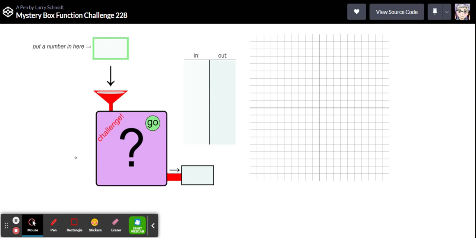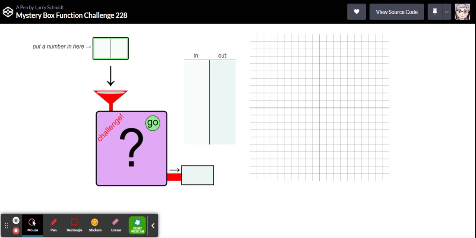In the purple mystery box there is some math and your challenge is to figure out what it is. Because it's a Friday, this math is going to be particularly challenging. You can try this out yourself by using the link in the description, and when you think you've got an idea, come on back and see if we get the same thing.